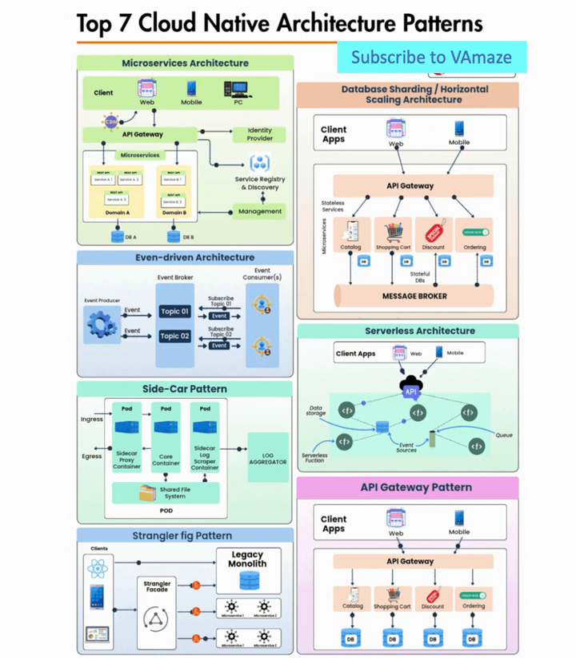Pattern 2. Database Sharding, the Horizontal Scaling Architecture. The challenge: traditional relational databases hit scaling limits as data volume and traffic increase. Vertical scaling, bigger machines, becomes expensive and eventually impossible. The solution: database sharding distributes data across multiple database instances based on a sharding key.